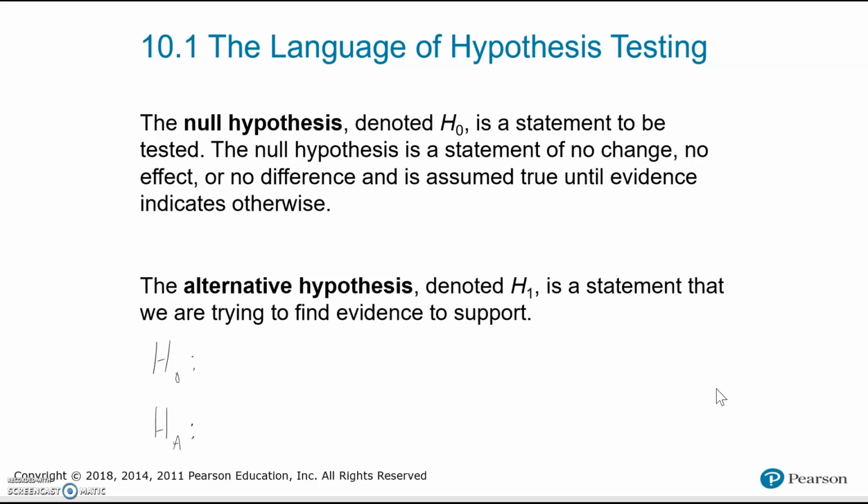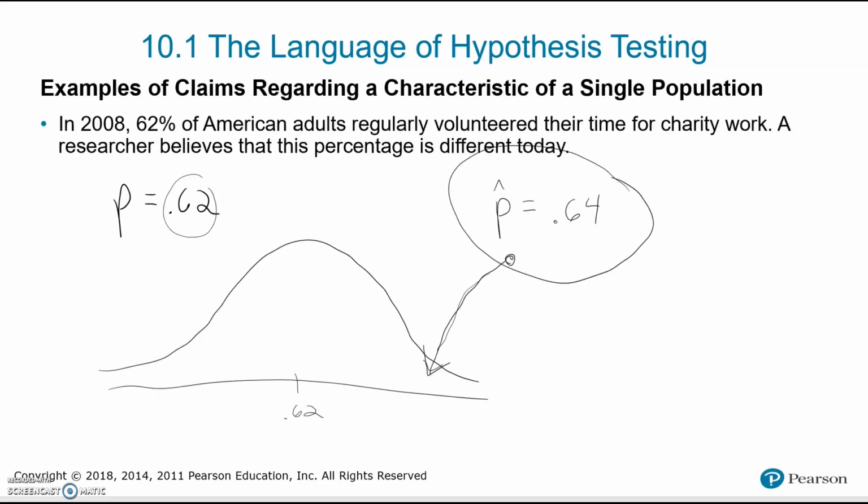Okay? So the null hypothesis, denoted H naught, is a statement to be tested. It's kind of the status quo. What are we testing? Did something change from the null? The alternative hypothesis is what we got from our sample, or what our sample is indicating. So for example, on that last one, let me jump back. This is the null. This isn't the alternative, but it's giving us some kind of indication to the alternative.